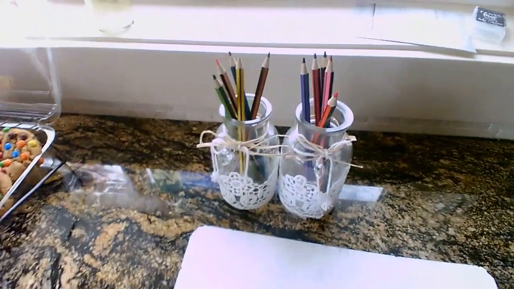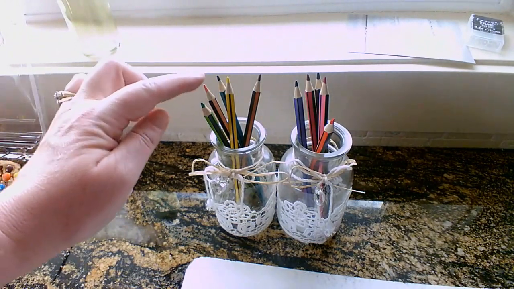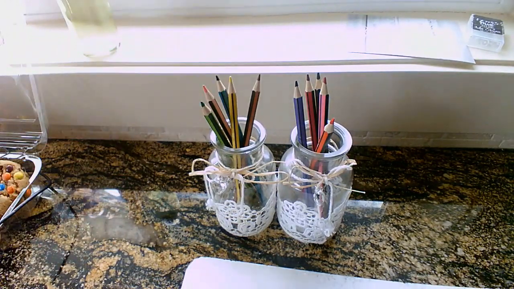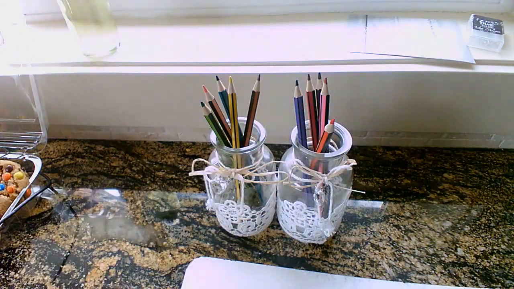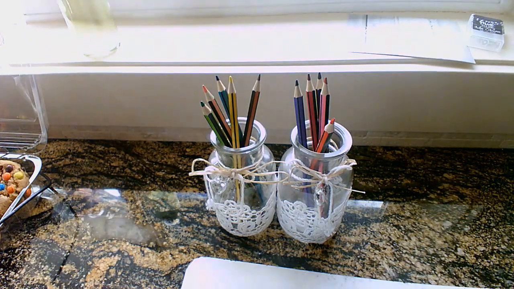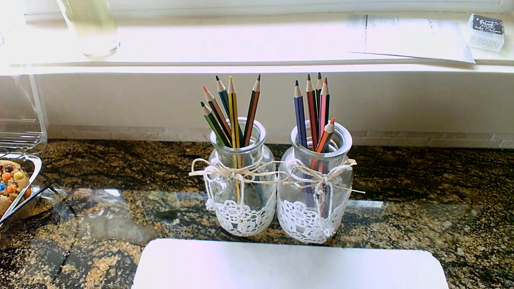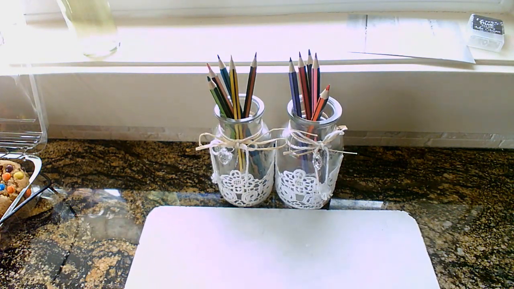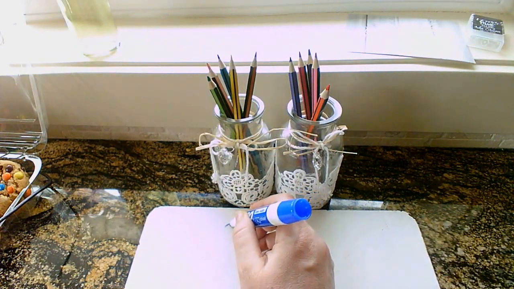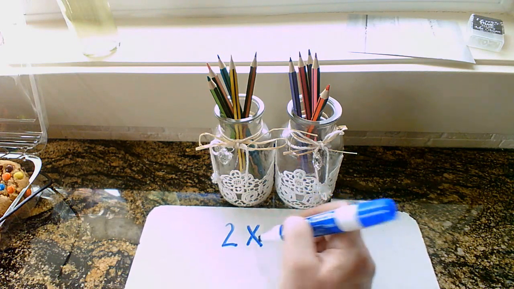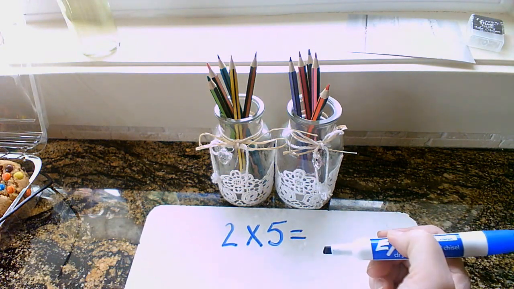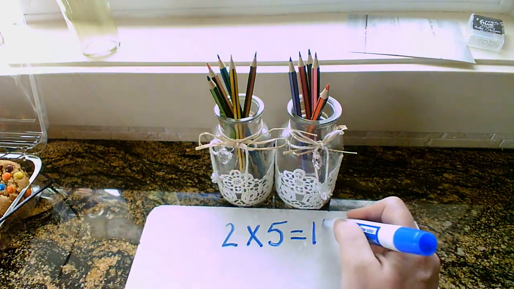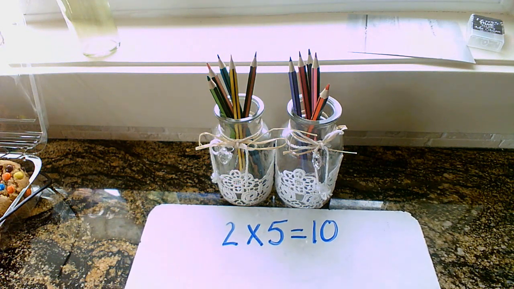Okay, so now let's take a close look at what I have. I have 1, 2, 3, 4, 5 pencil crayons in that one, and I have 1, 2, 3, 4, 5 pencil crayons in the second one. Can I use multiplication now? Yes, I can, because the groups are equal. I have 2 jars with 5 pencil crayons in each one. So my total would be the same as 5 plus 5, 10. Okay.